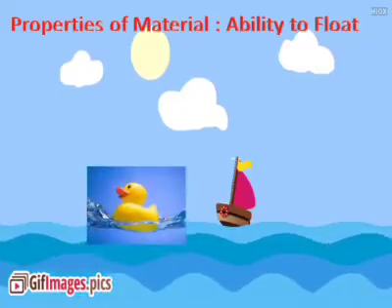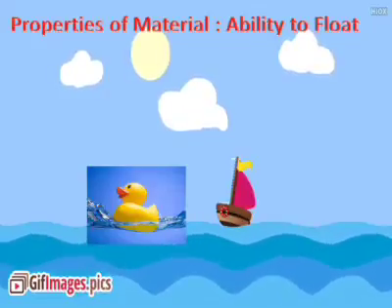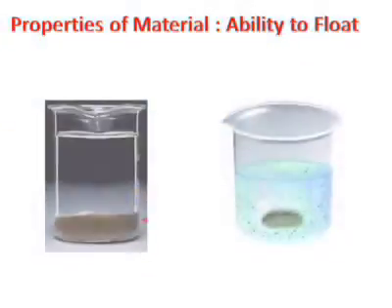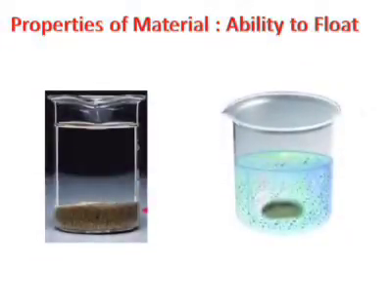Our next property is ability to float. Some materials like wood, rubber, plastic have ability to float on the surface of water. We say that these materials float on water. There are other materials such as metal, sand, stone, etc. which once dropped in water goes at the bottom. That means this material does not float in water.